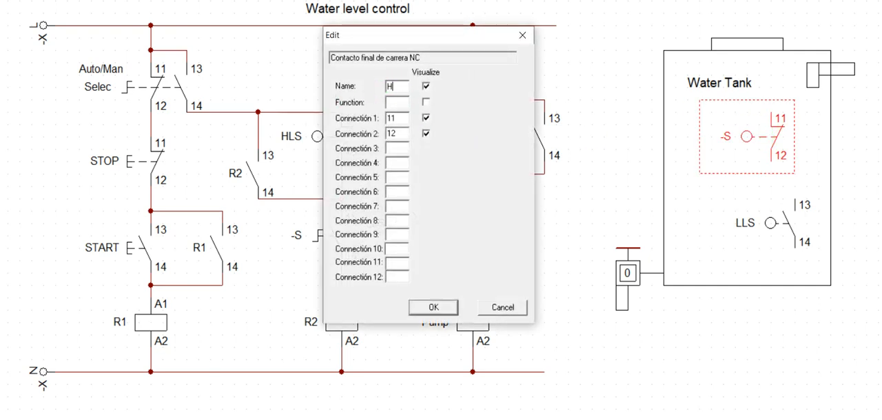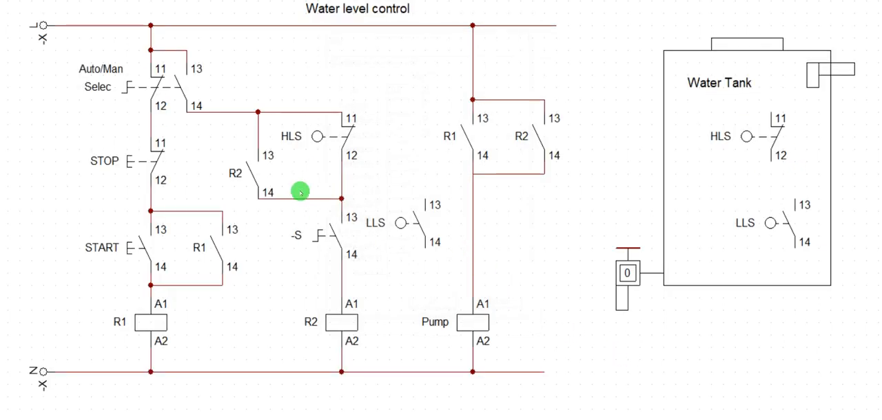Then this one is going to be HLS. Now let me assume that this is my low level switch, so that I want it to maintain, so that you see how this movement goes. This one is now activated because there is a low level switch present here. Now this one is going to close.